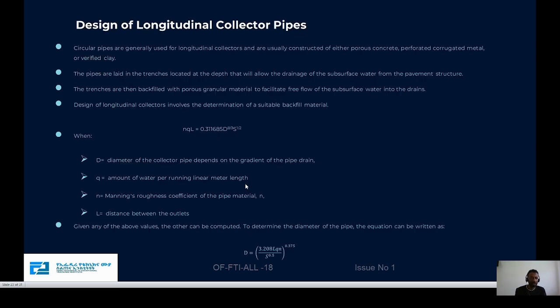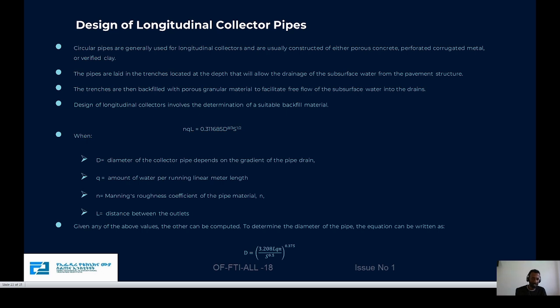Design of the longitudinal collector pipe. The thickness will already be calculated. The collector pipes, perforated pipes, will also be calculated. Circular pipes are generally used in longitudinal collectors, usually constructed of either porous concrete or perforated corrugated metal. The pipes are laid in trenches located at a depth that allows drainage of the subsurface waters from the pavement structure.